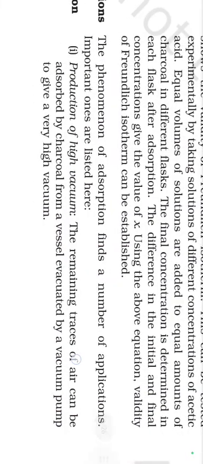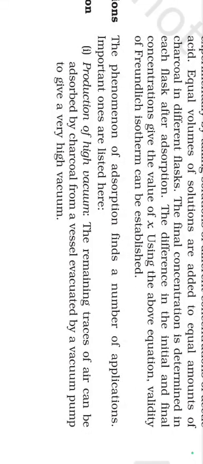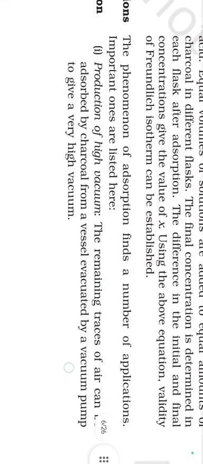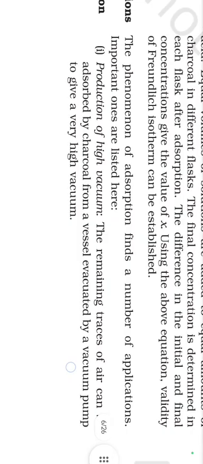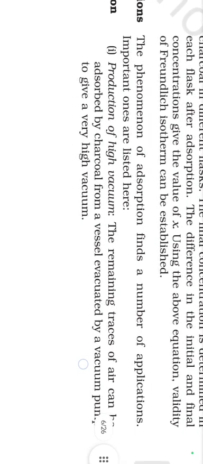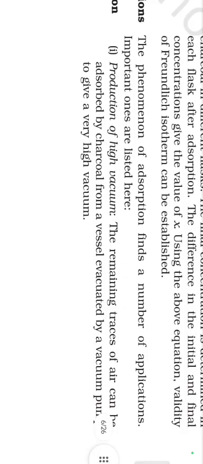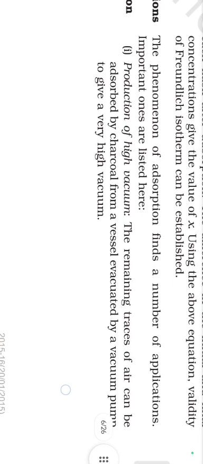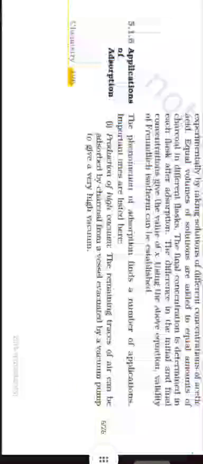This can be tested experimentally by taking solutions of different concentrations of acetic acid. Equal volumes of solutions are added to equal amounts of charcoal in different flasks. The final concentration is determined in each flask after adsorption. The difference in the initial and final concentrations gives the value of x. Using the above equation, validity of Freundlich isotherm can be established.